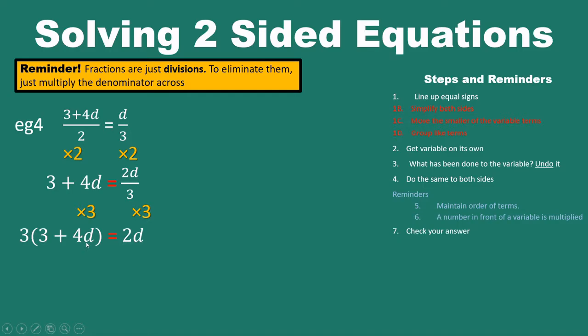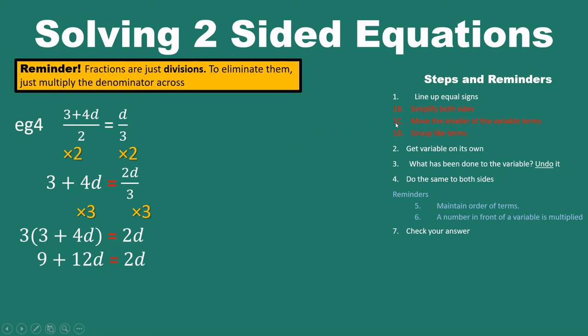But we still have variables on both sides. So, following the steps, we've already lined up our equal signs. We've already started here. Let's simplify both sides. 2d can't be simplified, but this side with the brackets, we could certainly multiply this through. So let's do that. 3 times 3 is 9. 3 times 4d is 12d. So 9 plus 12d equals 2d.